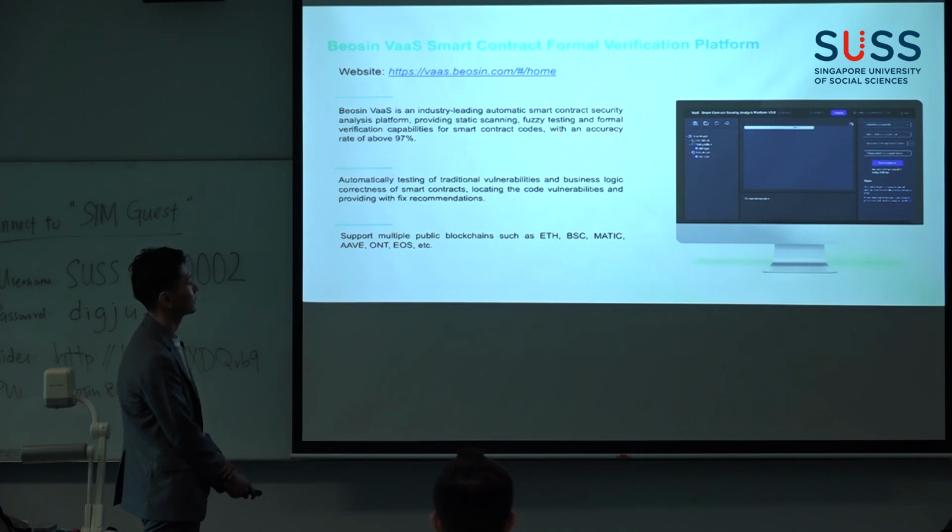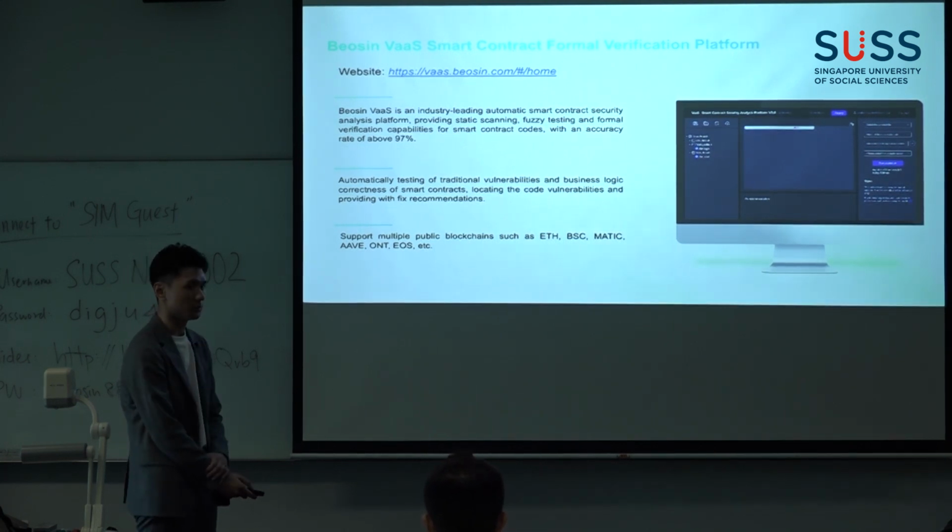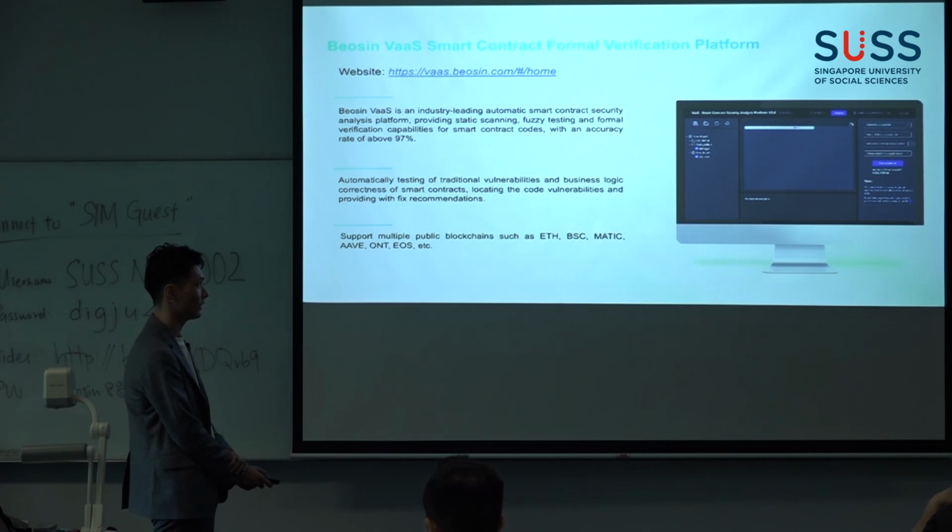So yeah, we provide static scanning, that is to scan for vulnerable code patterns. We do fuzzing, that is to generate and provide input into different functions and see if the result is unexpected. And we have formal verification. It will explore all the available code paths.